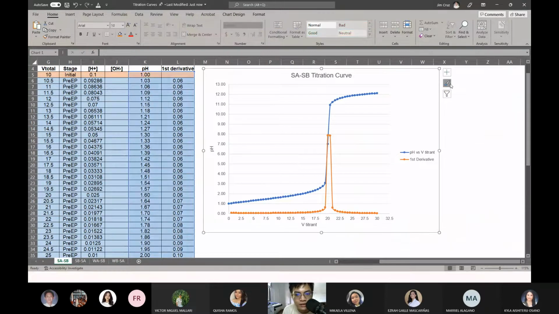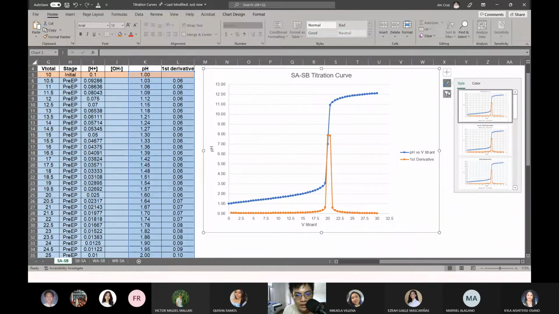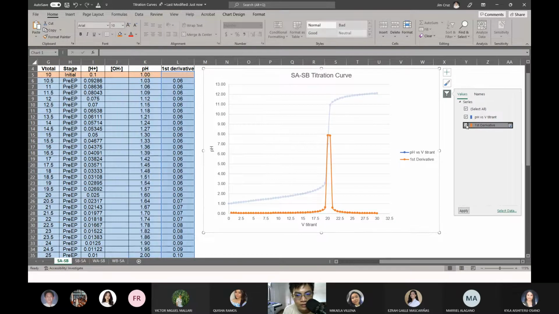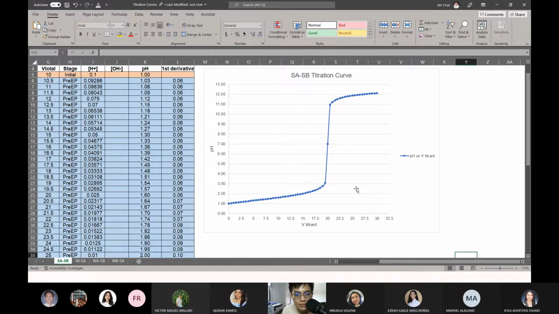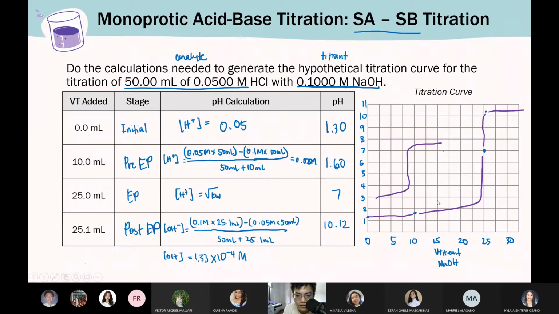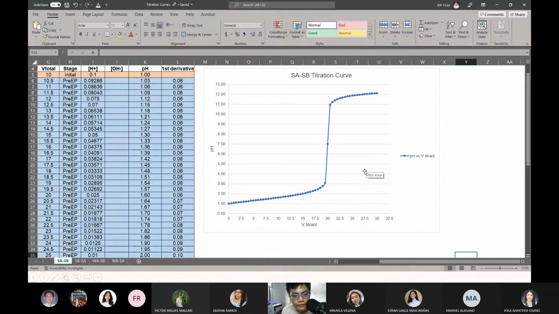Yung first derivative, kahit di na natin gawin yan. Siningit ko lang talaga siya. So, this is the pH versus the volume of titrant. As you can see, it will slowly increase until you reach pH 7, and then magpa-plateau siya. So, yun yung ginawa din natin. Slowly increase, then pH 7, then plateau. Gagawin nyo rin yan as your problem set.